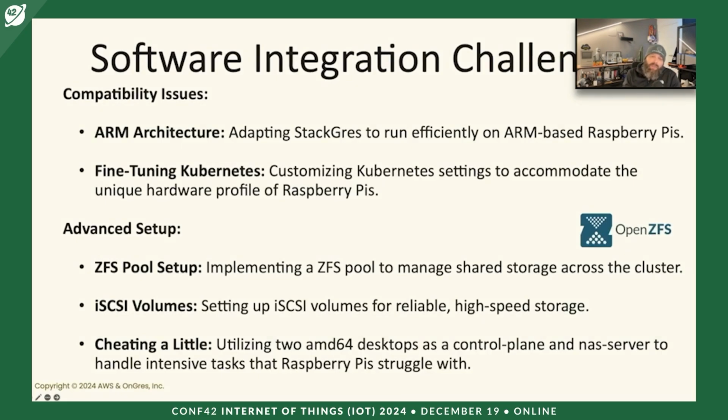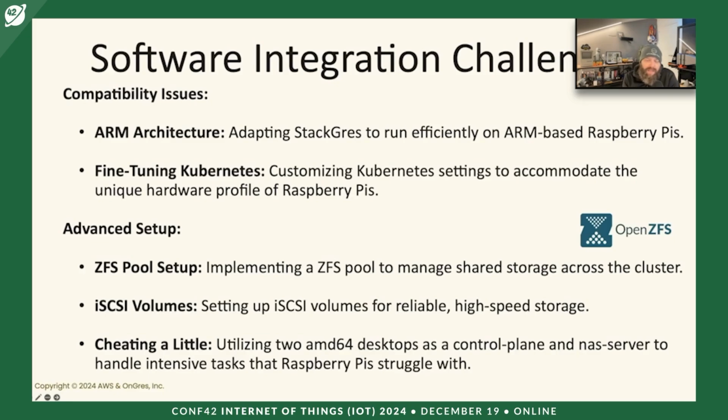We had a lot of compatibility issues. Running StackGres on ARM-based Raspberry Pis requires adapting the software for ARM architecture and fine-tuning the Kubernetes settings to accommodate the limited CPU and memory resources. The default configurations often assume more powerful x86 hardware, so be careful with the adjustments where needed if you want stability and performance.